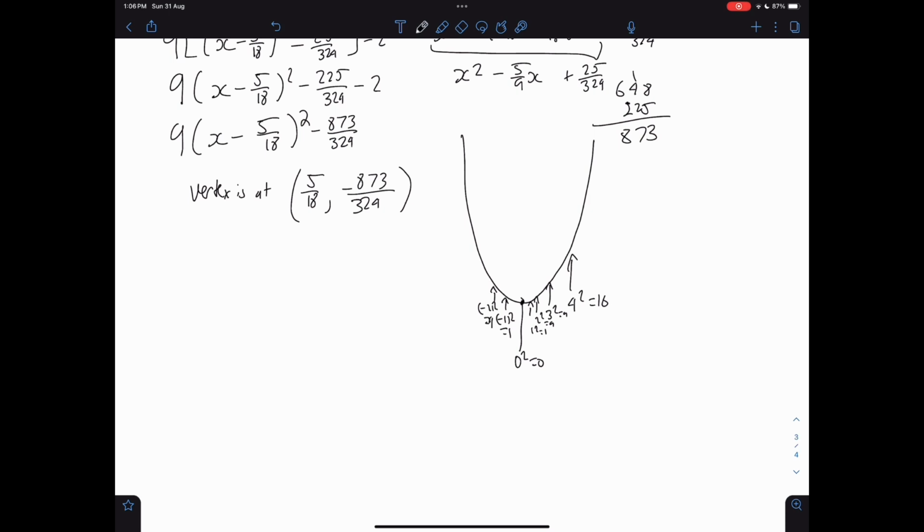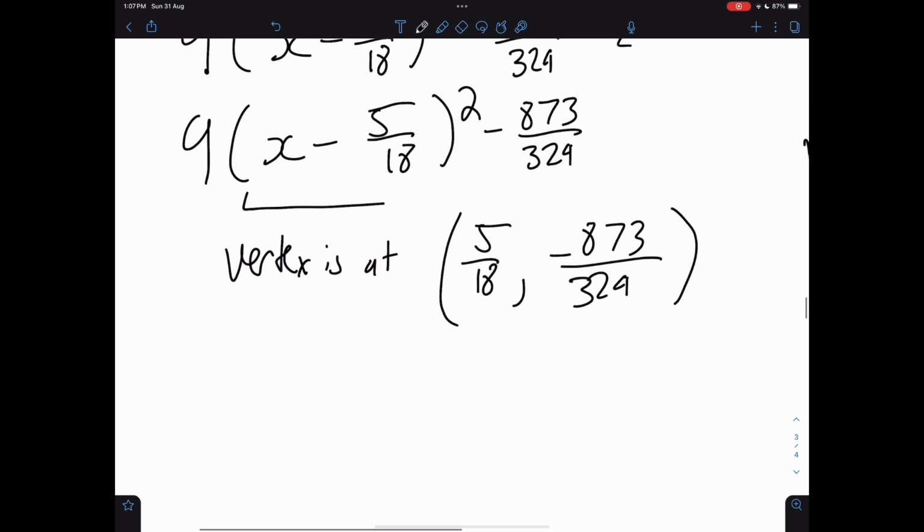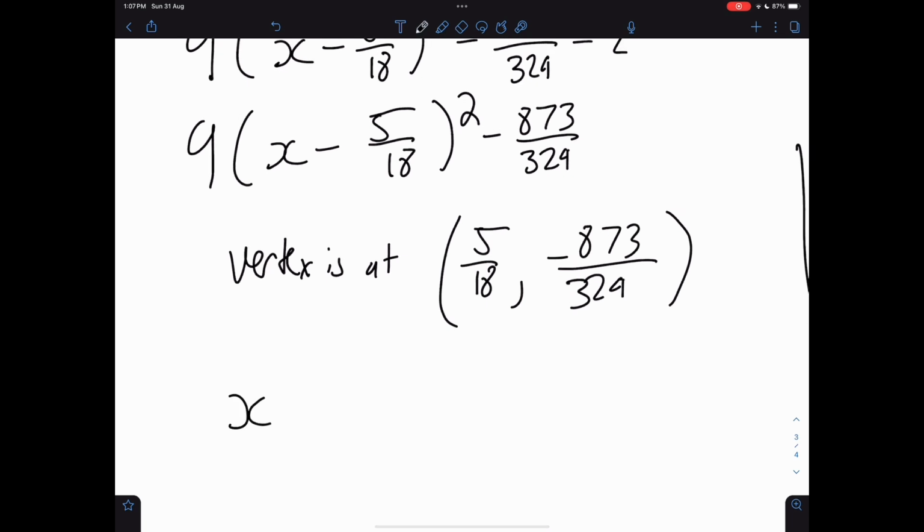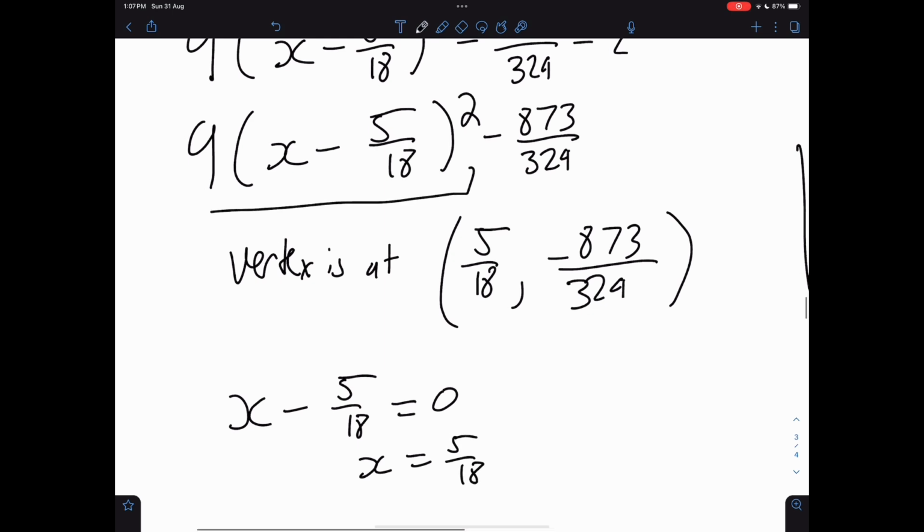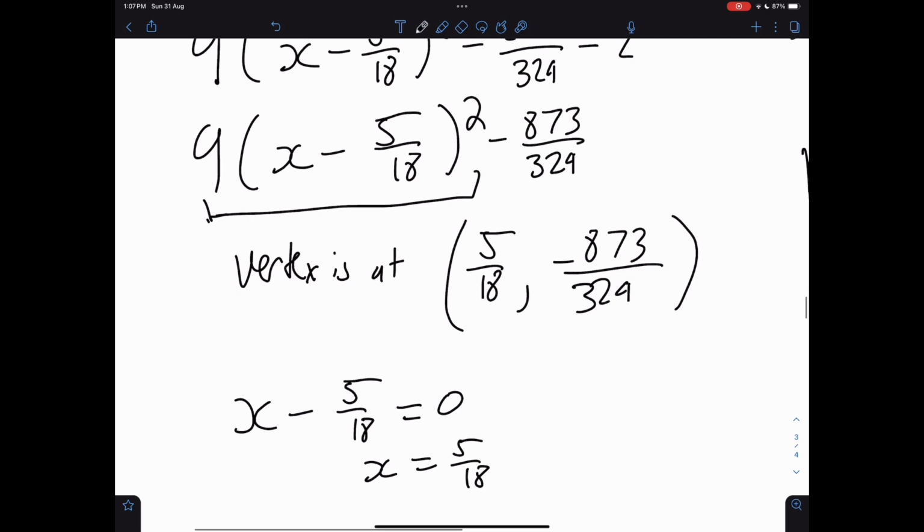So we know that the smallest we can make this is if this bit was 0. Because if we made it anything less than 0, then you start getting a minus in there and squaring, which would be a positive, and it'd start going back up again. So we want that to be 0. So we get x minus 5 over 18 equals 0. That would make x equal 5 over 18. And then if that's equal to 0, then the whole function would just be minus 873 over 324, right? So that's why you got the vertex.